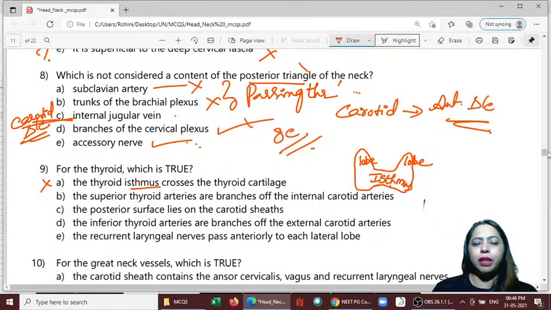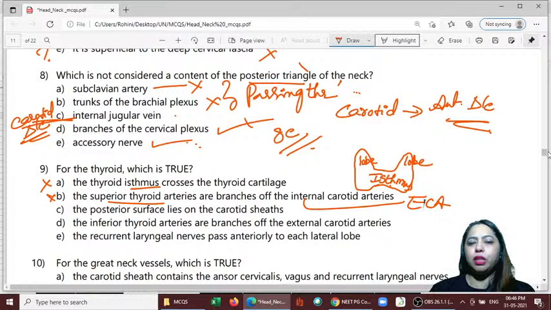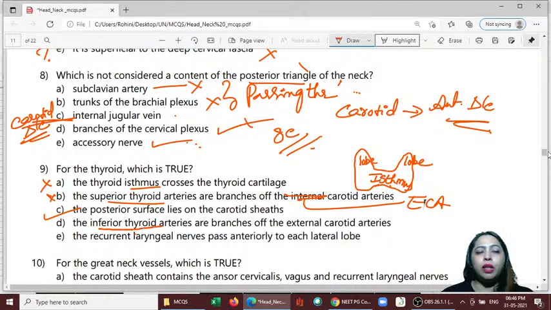The superior thyroid artery are branches of the internal carotid artery. No, it is a branch from the external carotid artery. So this is wrong. The posterior surface lies on the carotid sheath. The posterior surface of the thyroid gland lies over the carotid sheath. Yes, it lies. And then also, the inferior thyroid arteries are branches of external carotid. No, inferior thyroid are not branches of external carotid.